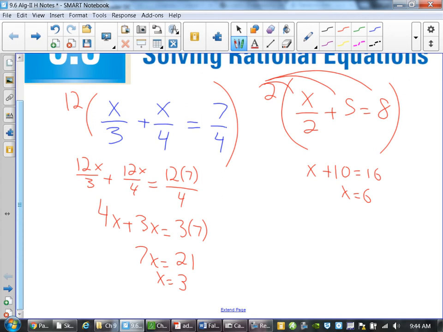It's the same idea of what is this fraction missing. This denominator was missing a 4, so I multiplied it by 4. This denominator was missing a 3, so I multiplied it by a 3. This one was missing a 3, I multiplied it by 3. It's the same process. Okay? It's the same exact process.